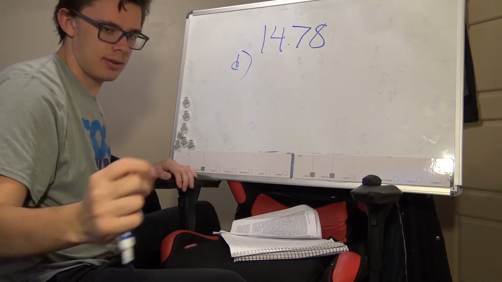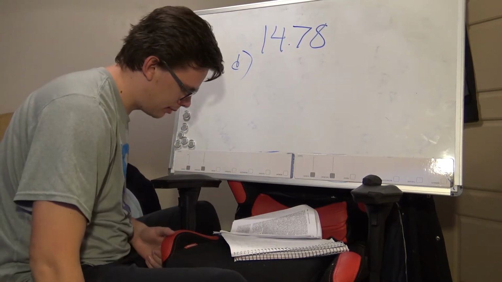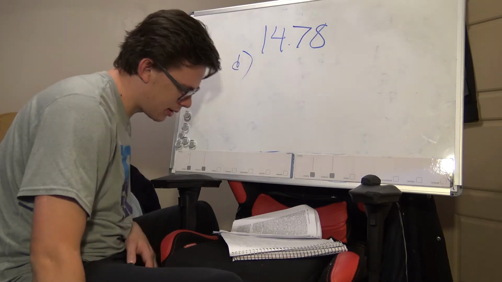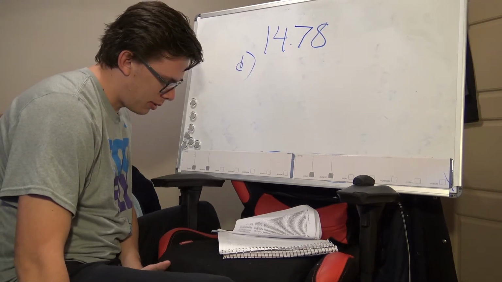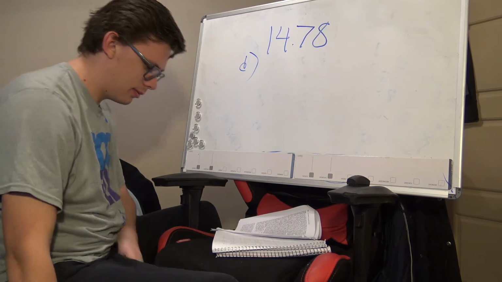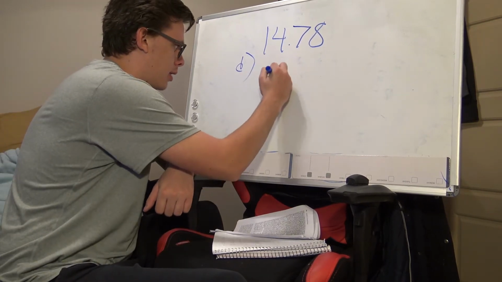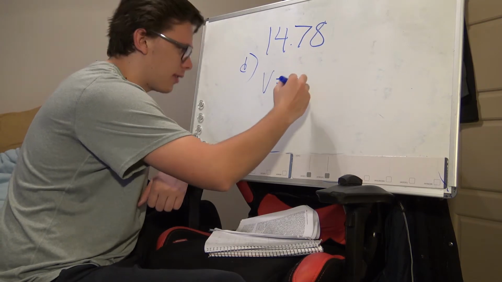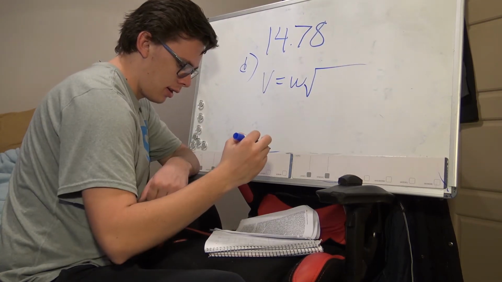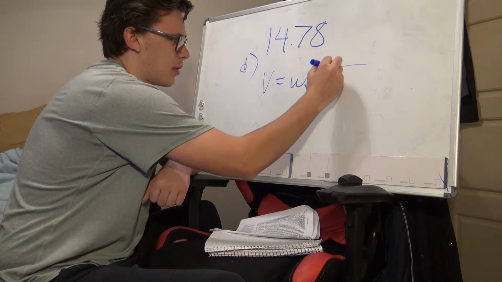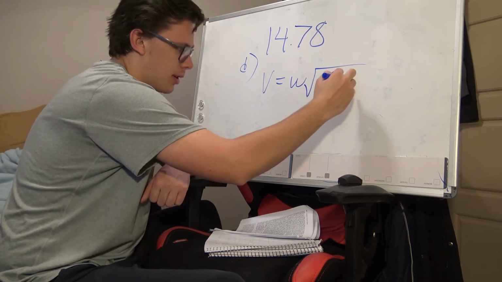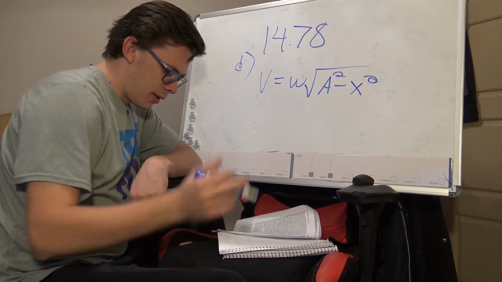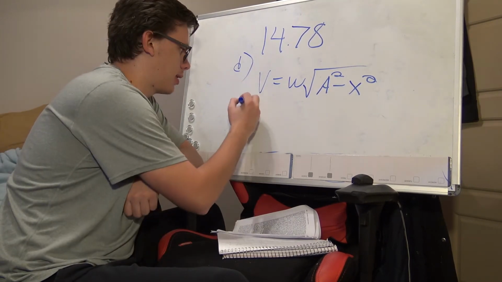D. The speed of the bolt when x equals negative 0.18 meters. So we're going to use this formula. Our v, velocity, equals w times square root of A for amplitude squared minus x squared. So once again, just plug in our numbers.